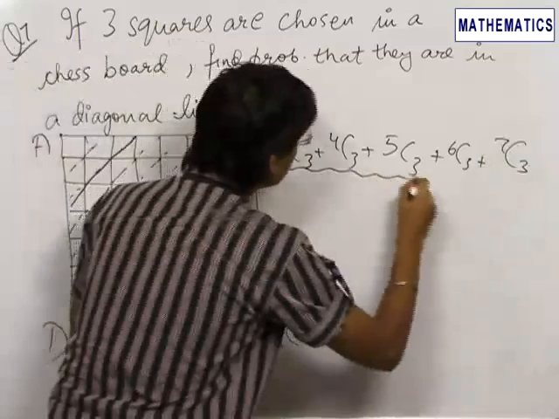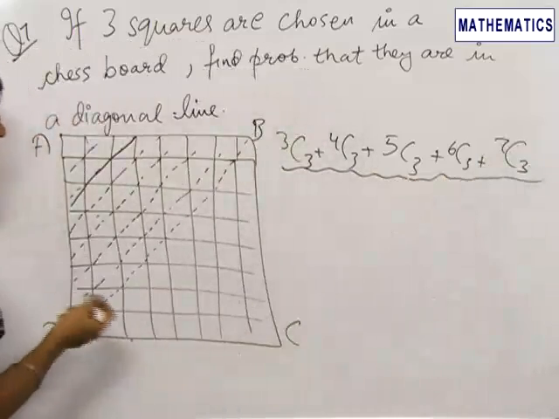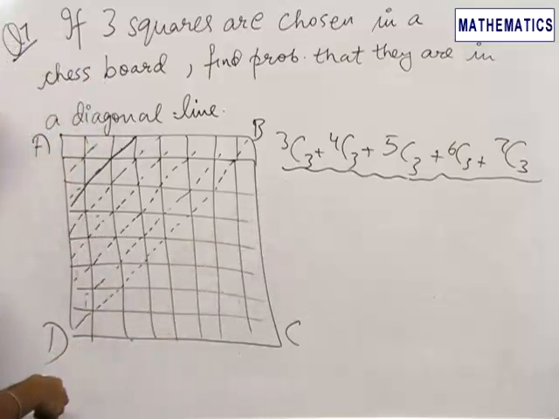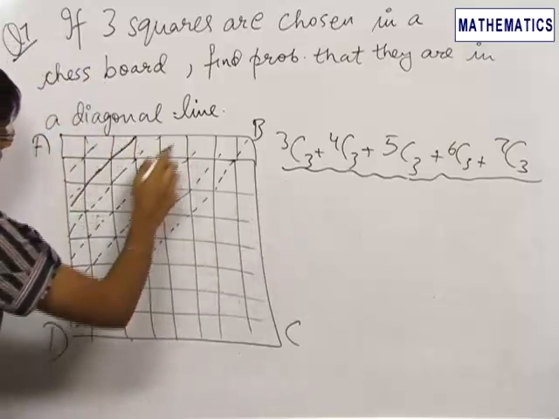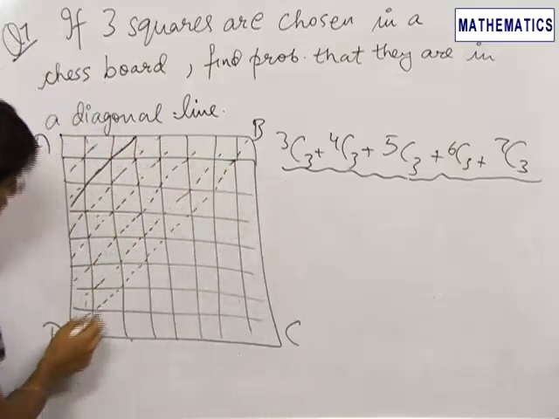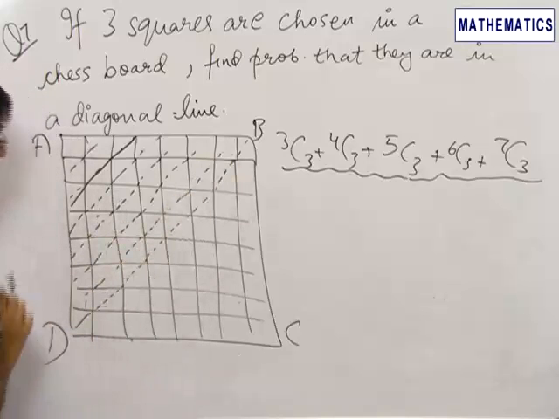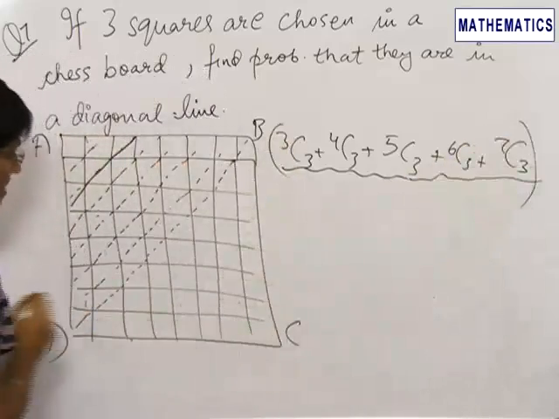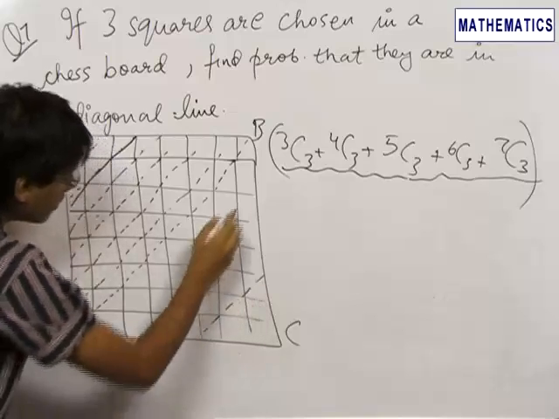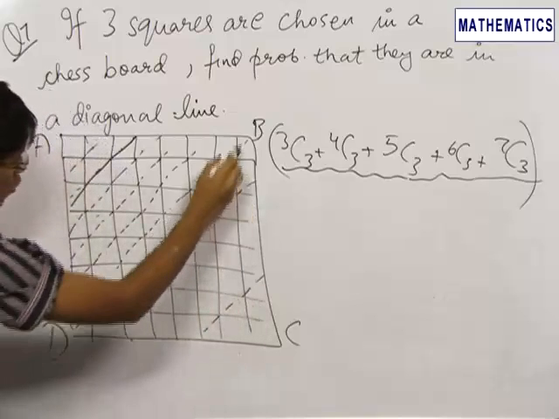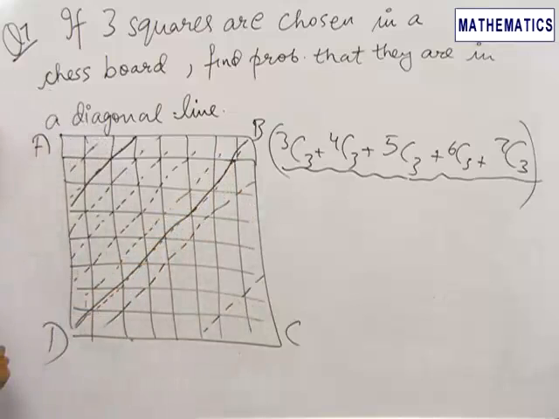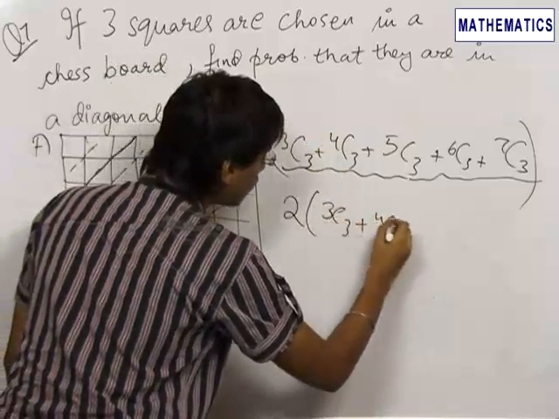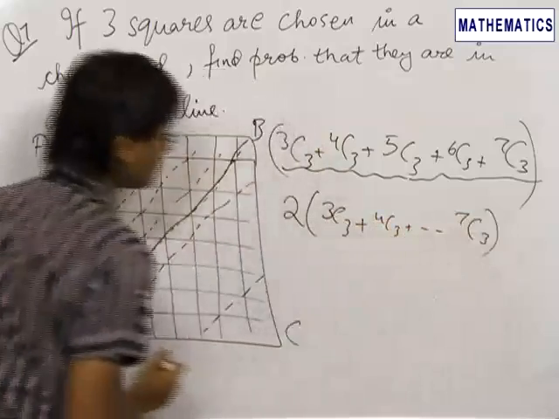Hence 3C3 plus 4C3 plus 5C3 plus 6C3 plus 7C3 is the total number of ways in which 3 squares can be selected from this diagonal line, up to the diagonal line which is next to the diagonal line BD. Remember, we have not included the diagonal line BD. Similar number of ways can again come from the triangle BCD if we consider all the diagonal lines till the diagonal line which is next to BD. We have not considered the line BD also. So this is equal to 2 times these many cases, 3C3 plus 4C3 up till 7C3.